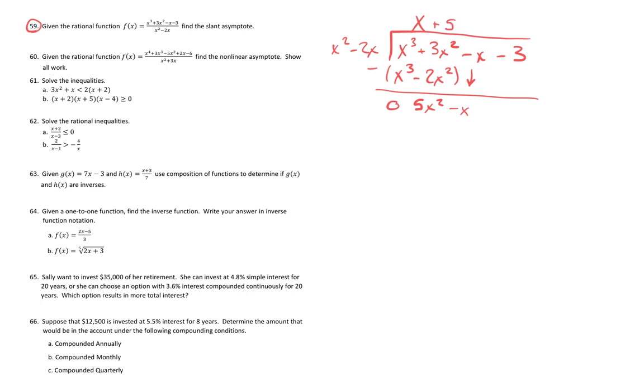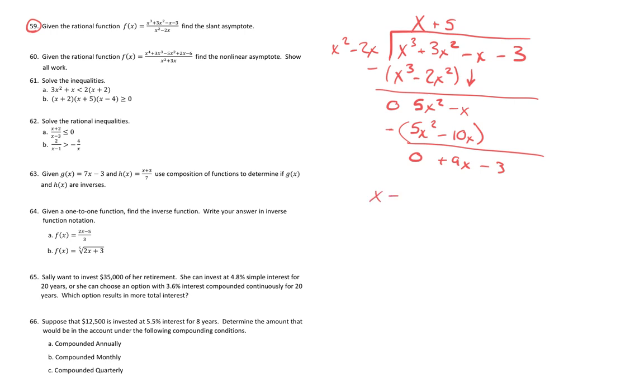Now if I distribute that 5, we'd get 5x squared minus 10x. So now we draw this line and subtract these. 5x squared minus 5x squared is 0. Negative x minus a negative 10x gets us plus 9x. Then we bring down this minus 3. Now notice the power of this is greater than the power of this, so we stop. And we say that our remainder is the part we have left over.